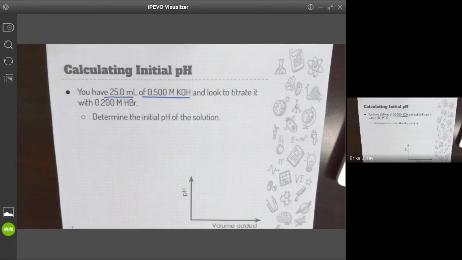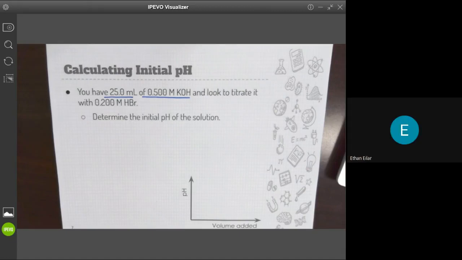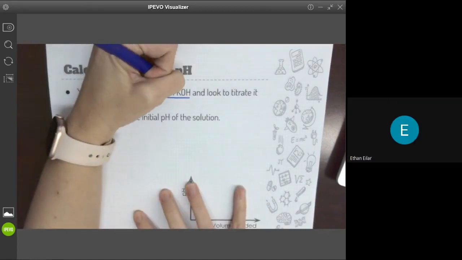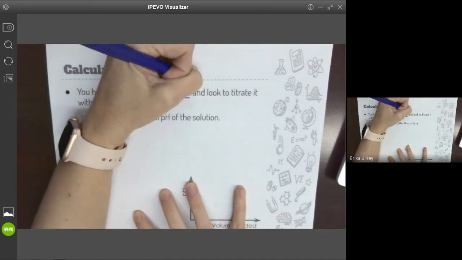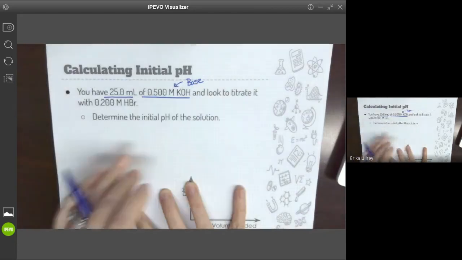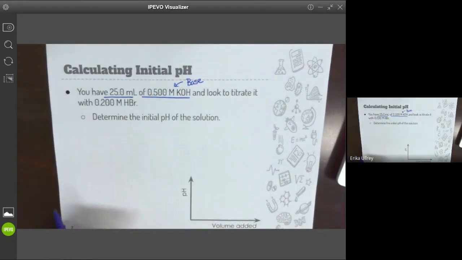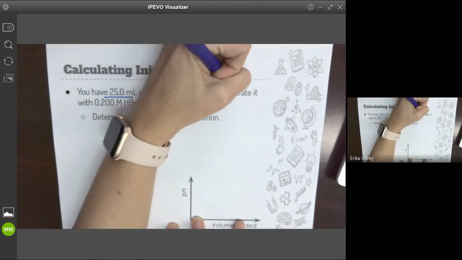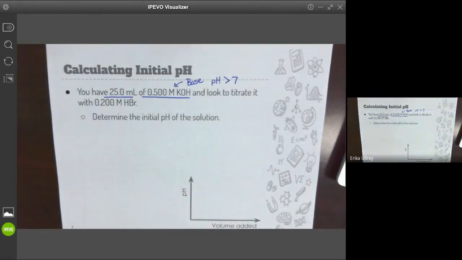Would you predict it to be less than 7 or greater than 7 to begin with? Less. If we have a base? Oh, no, greater. Greater, yeah. All right, so because this is a base, we can predict at the start our pH is definitely going to be bigger than 7. Okay, so our pH is definitely going to be greater than 7. We need to figure out what that pH is going to be.